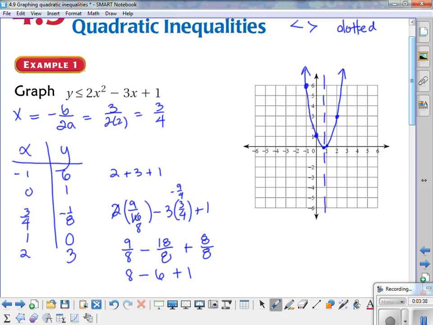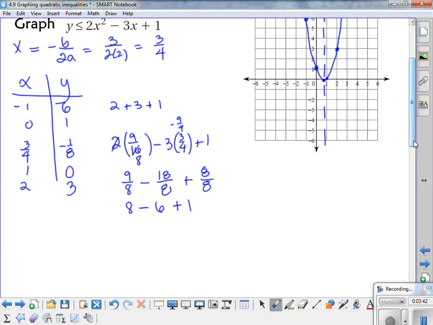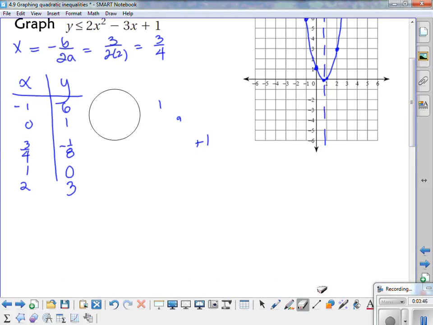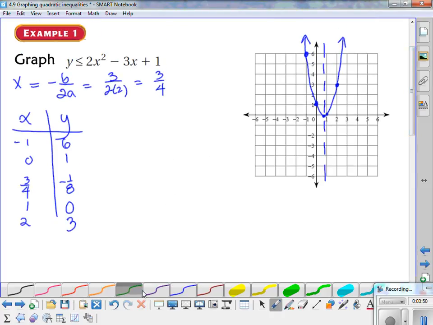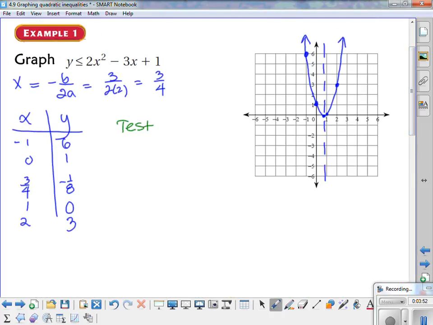All right, so now I've got to figure out where to shade. So I'm going to test some points. I'm going to test, let me erase some of this here. Okay, I'm going to test 0, 0, because that's outside of it. And I'll test 1, 1, since that's inside of it, and those are easy numbers.